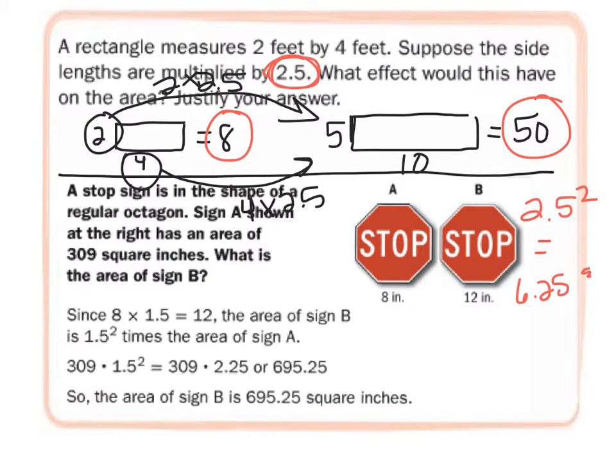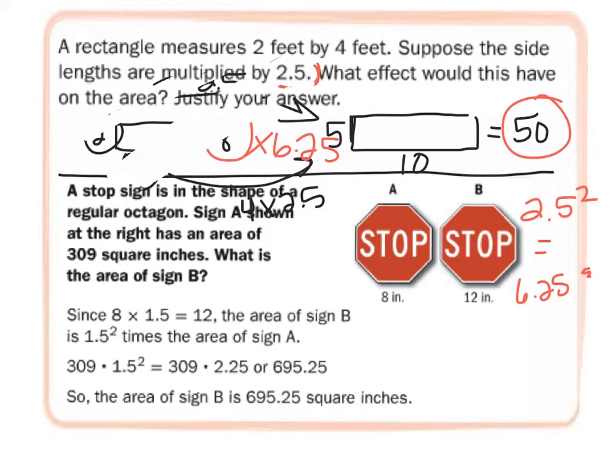Okay? So what I did is I did 8 times 6.25, and that's what got me the 50. So I figured out what I multiplied my dimensions by, I squared it, and I'm going to do that times my original area to get the new area. So you just have to remember the process or the difference between the area one and the perimeter one.